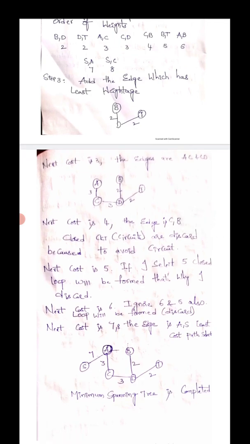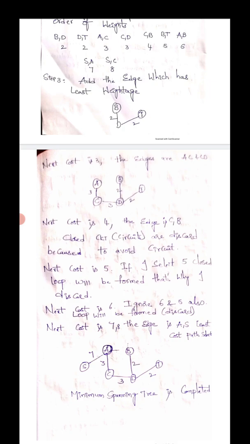Then the next cost is 8, the edge S to C. If we take S to C, a loop will be formed, so I discard that value 8. The edge S comma A was the least cost path selected. The other edge with weight 8, if selected, would form a closed loop, so that edge is also discarded.